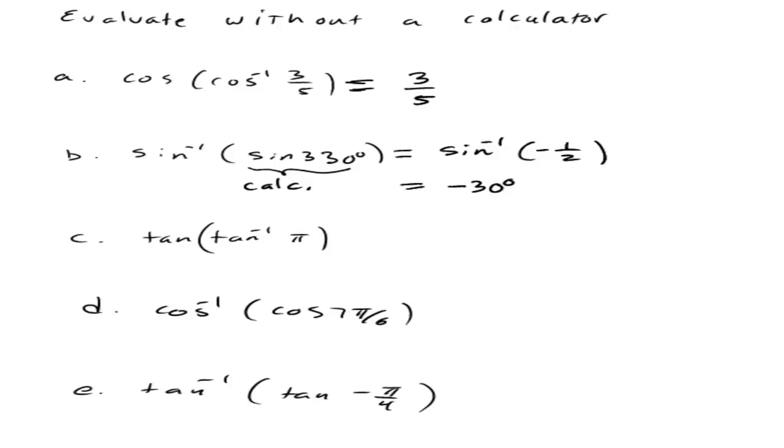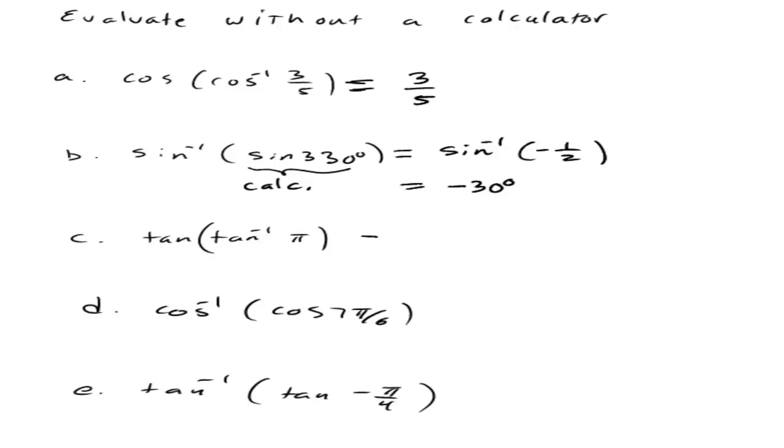That's the answer. So you've got to be careful: if that angle is not in the domain of that restriction for sine, then the inverse and the sine do not cancel each other out. In that case, as in this one, you have to calculate first and then take the inverse of the value.